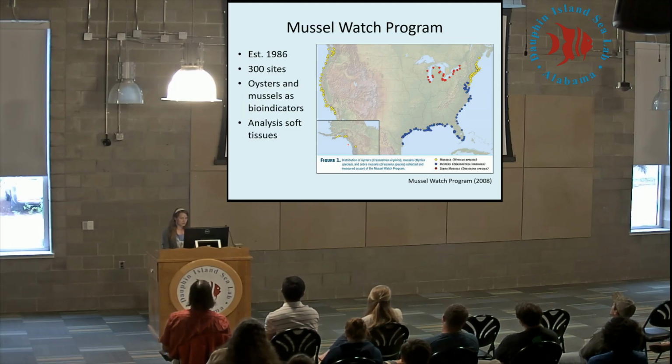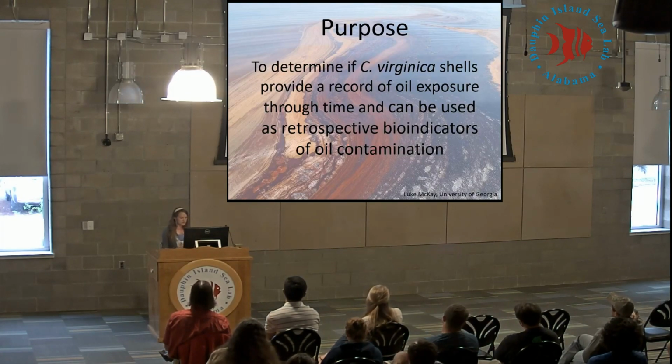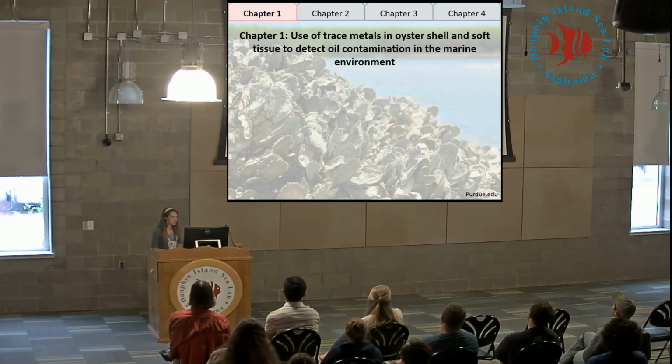The Mussel Watch program was established in 1986 and monitors 300 sites across the United States. They use mussels and oysters as bioindicators for various pollutants, including trace metals. The Mussel Watch program analyzes soft tissues, which requires frequent sampling because of high metabolic turnover. Shells may provide a parallel analytical method to complement the soft tissue monitoring projects and allow for long-term retrospective assessment of contaminant exposure not possible with soft tissues.